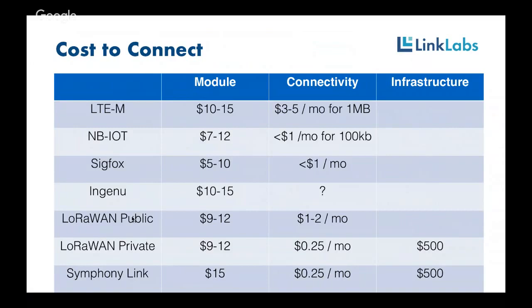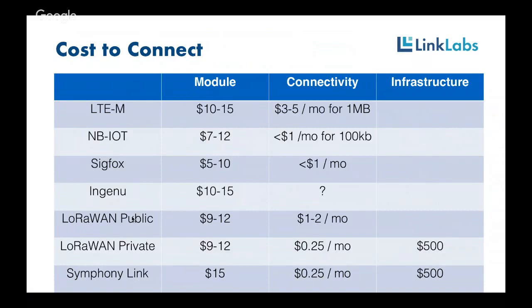Connectivity-wise, I put $3 to $5 a month for 1 megabyte. I think that the LTE-M1 pricing will mature over time, but I think that's a good place to start. NB-IoT, I put the module slightly cheaper, and the pricing that I have seen, which is again very notional, since NB-IoT is not really a deployed technology yet, is very low, but it's also focused on very low data consumption. So here I've got less than $1 a month, but that's for 100 kilobytes or less, which for a water meter might be enough, but for an asset tracker or something more complex, you're probably going to run right over that 100 kilobyte limit pretty quickly.